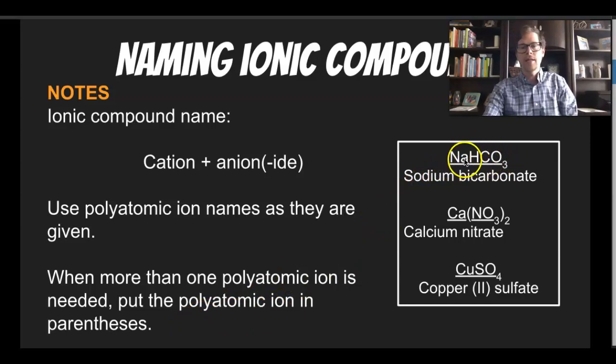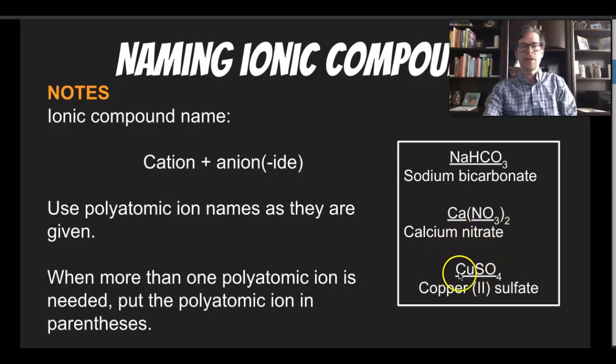NaHCO3. Na is sodium, right? And when I see this many things, I should look at my polyatomic ion list, and I can see that HCO3 is either bicarbonate or hydrogen carbonate. So I'm going to call it sodium bicarbonate, right? Calcium nitrate, well, that's calcium and 2 of these NO3s. See the subscript there. That means there are actually 2 of them present, and I'm going to call that calcium nitrate. That 2 doesn't actually change the name.